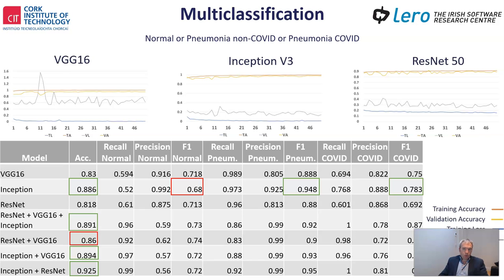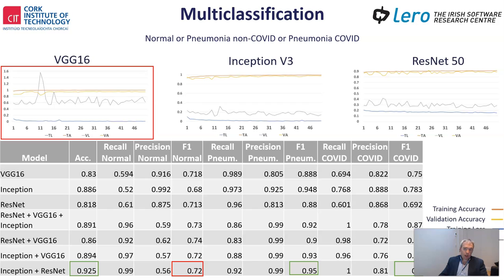VGG16's underperformance could be attributed to overfitting, as can be demonstrated by the loss and accuracy diagram. And this warrants fine-tuning of the network, which will be investigated as part of future work. Similarly, the same pattern emerged for F1 measure in pneumonia COVID and pneumonia non-COVID classes, where the ensemble of Inception and ResNet had the highest F1 measure.